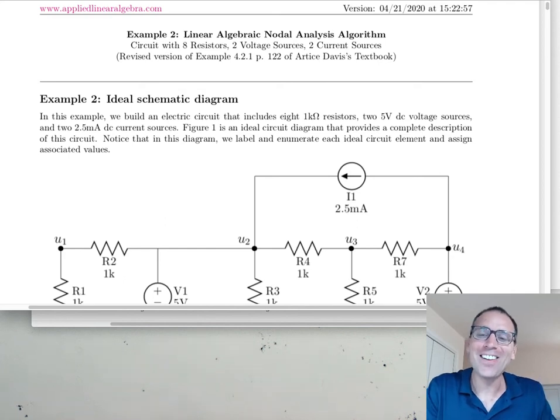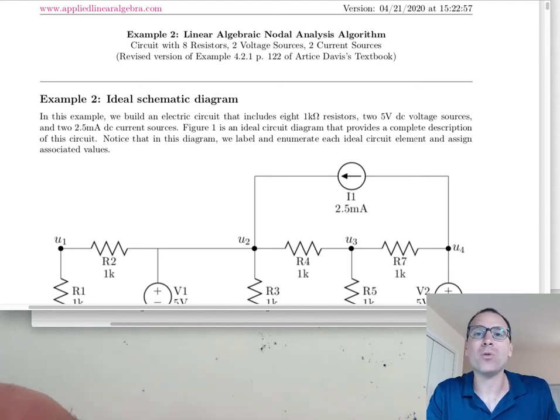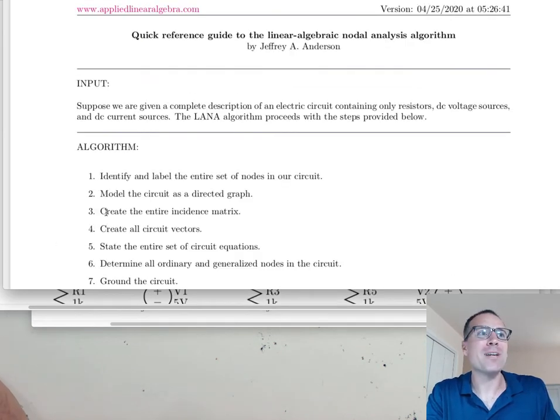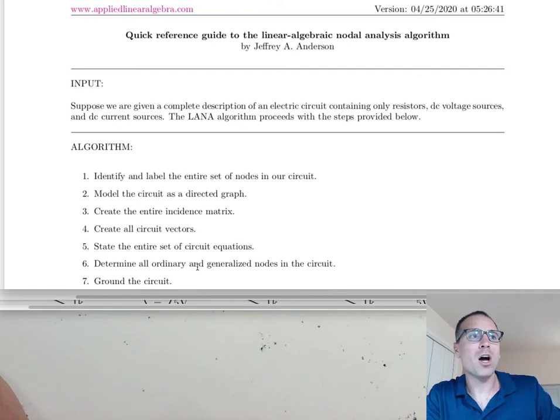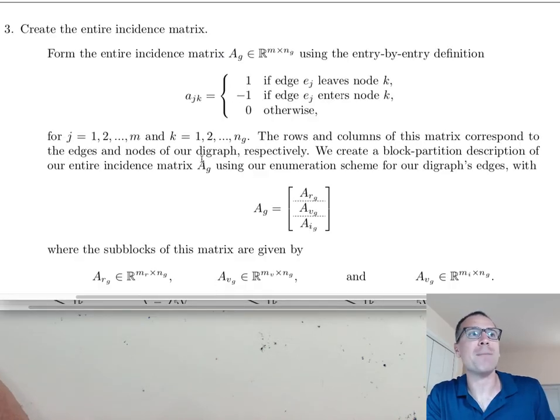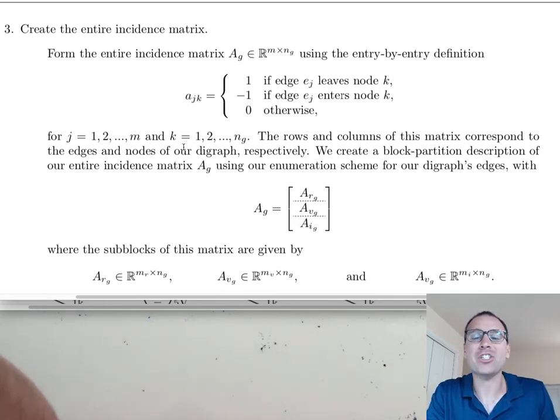Welcome back, y'all. Let's keep working through example 2 step by step using the LANA algorithm. We are now on to step 3. Step 3 is to create the entire incidence matrix. I'll talk about the adjective entire later on in this video. Let's switch from the quick reference guide to the step-by-step guide. In the step-by-step guide, we're going to see a lot more detail about how to actually complete this step.